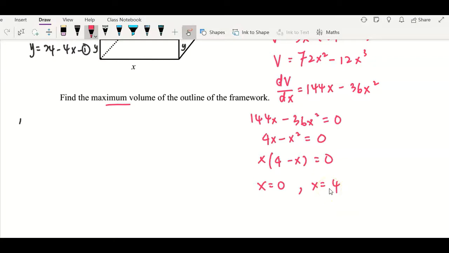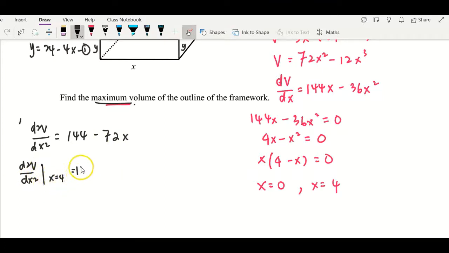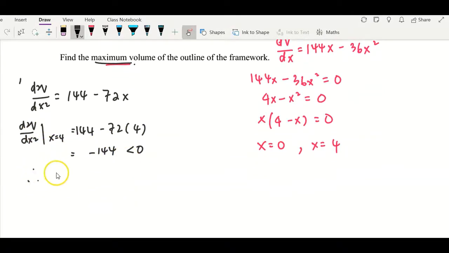Then we need to test by the second derivative test, to prove whether x equals 0 or x equals 4 will make our V either maximum or minimum, and we need the maximum. Alright, so get your d2V/dx2. You have 144 minus 72x. Then when x equals 0, you get a positive value, meaning that V will be minimum when x equals 0. Now I just need to substitute x equals 4 inside to prove that this is a negative value. Alright, you will get a negative value. So once you get d2V/dx2 equal to a negative value, you can directly make your conclusion: V is maximum when x equals 4.